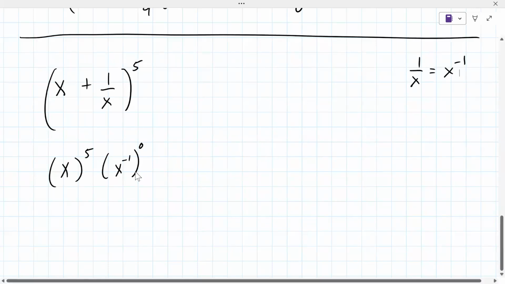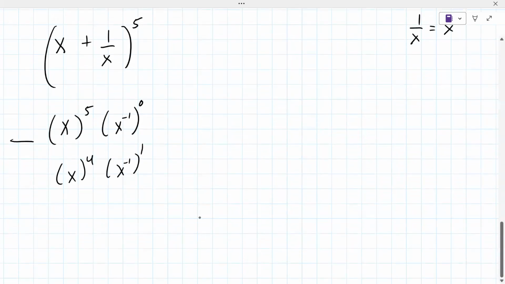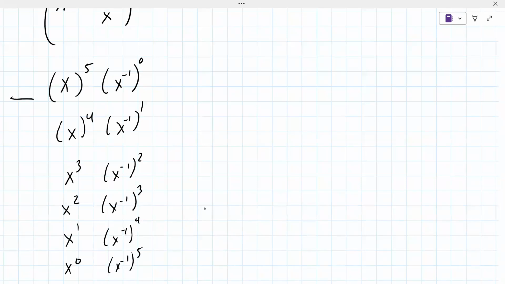These are common problems you might see. And then you still have that coefficient. This is x to the 4th, x to the minus 1 to the power of 1, and so on. So this becomes x cubed, x to the minus 1 squared, x squared, x to the 1, x to the 0, x to the minus 1 cubed, x to the minus 1 to the 4th, x to the minus 1 to the 5th.